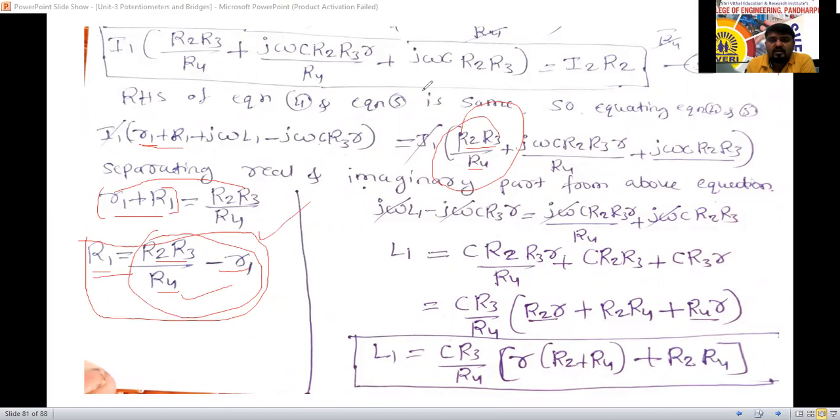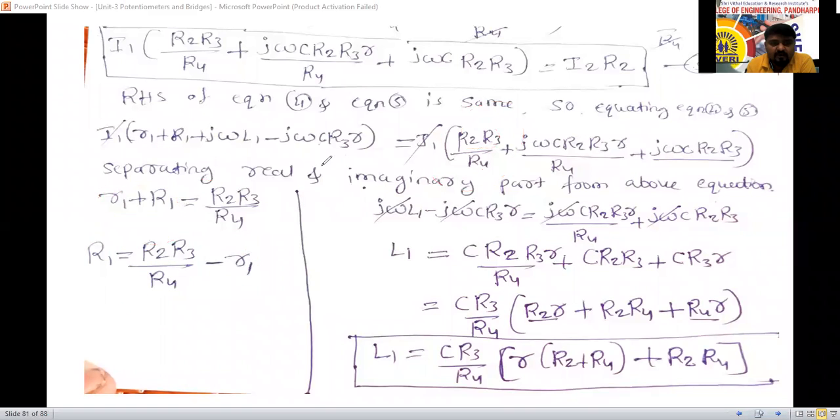Now we will consider the imaginary term. This complete part is imaginary here now. J omega L1 minus J omega C R3 we will take here. We'll write here now equal to this, which is also imaginary, this complete term here now: J omega C R2 R3 R divided by R4, J omega C R2 R3. See here, here j omega is there, here also j omega is there. We can take j omega common here now.